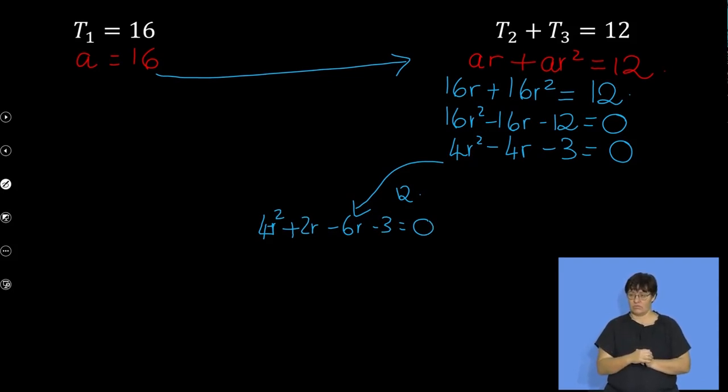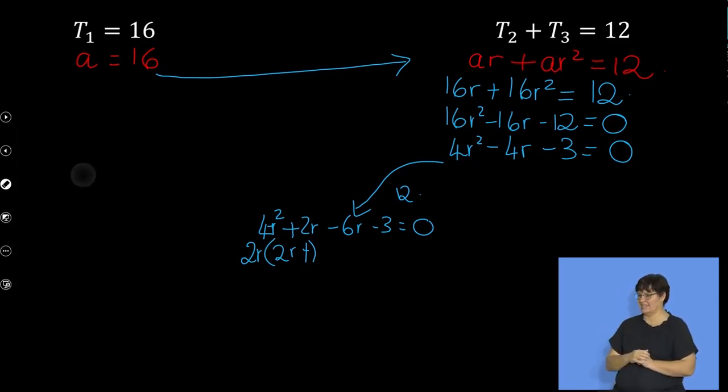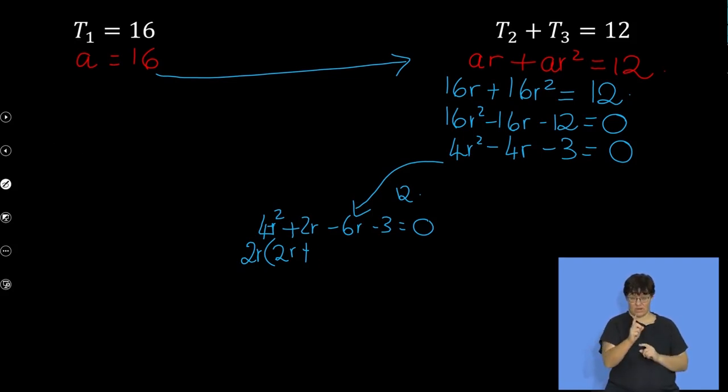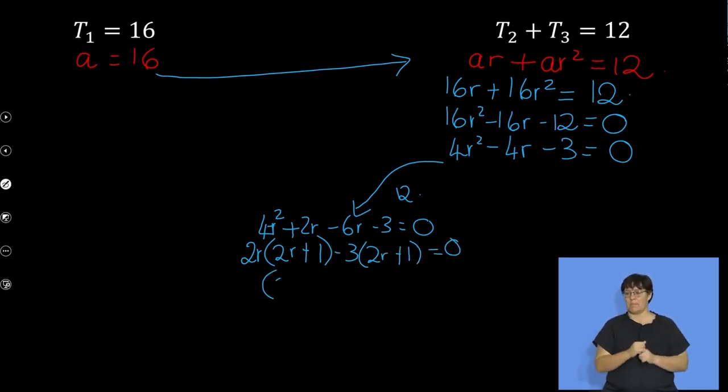Then if I group, I'm going to take 2R out as the highest common factor, which is going to leave me with 2R plus 1. Sorry, that looks like a weird one. Let us fix that for all of us. So it's going to be 2R plus 1 minus 3 times 2R plus 1. So the factorized form will be 2R plus 1, 2R minus 3. This is the grouping way of solving a trinomial.